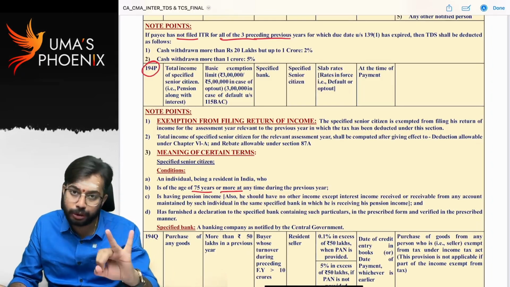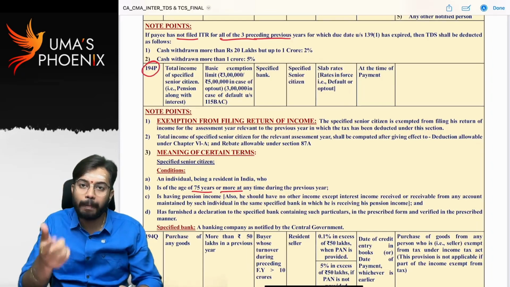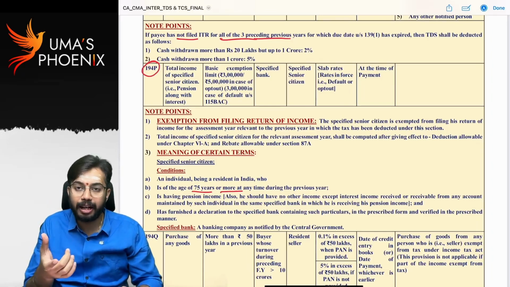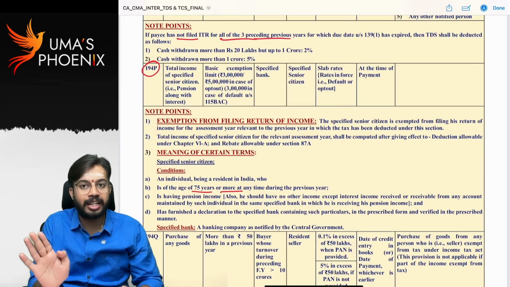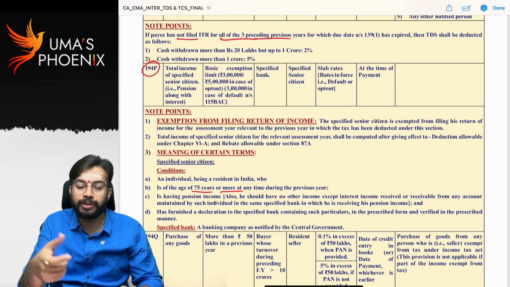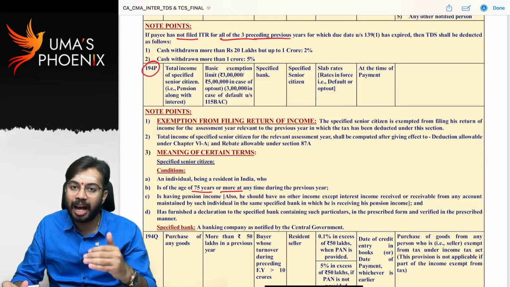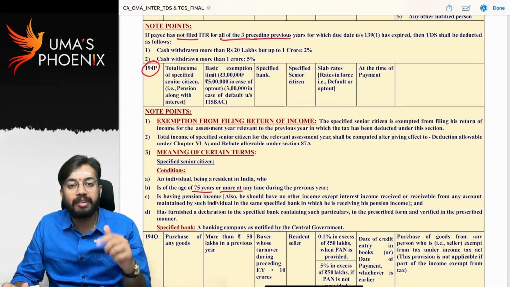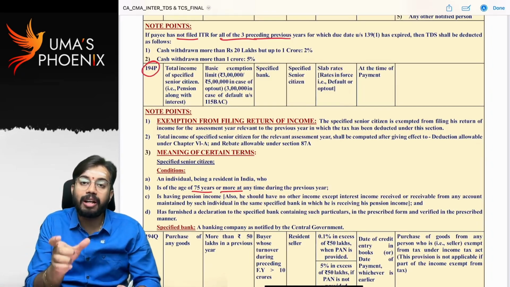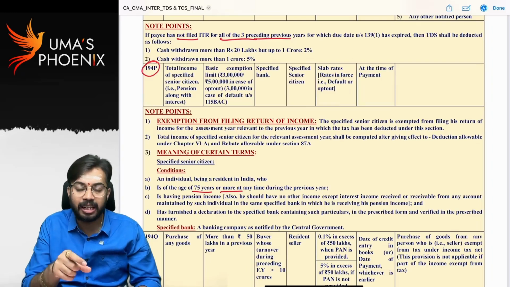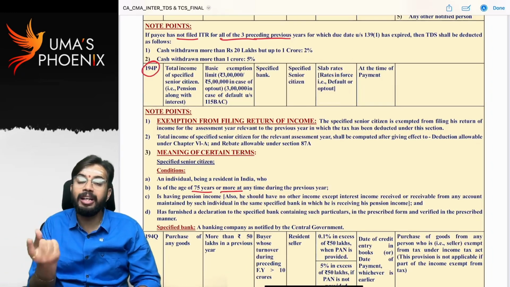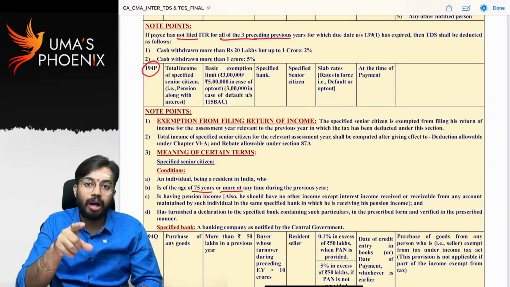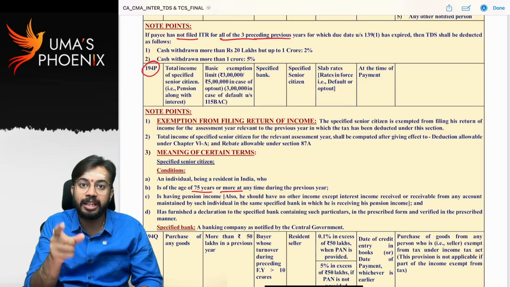If he has only these two incomes, then he should go to the bank. He should ask the bank manager, sir, I am having only two incomes, calculate my total income. These are my deductions, 80C deductions, 80D deductions. So he should give all the proofs of the deductions. So the bank manager will calculate the total income and the tax liability. Whatever the tax liability of the specified senior citizen is, it will be deducted by the bank manager from the interest credited to that particular specified senior citizen's bank account.